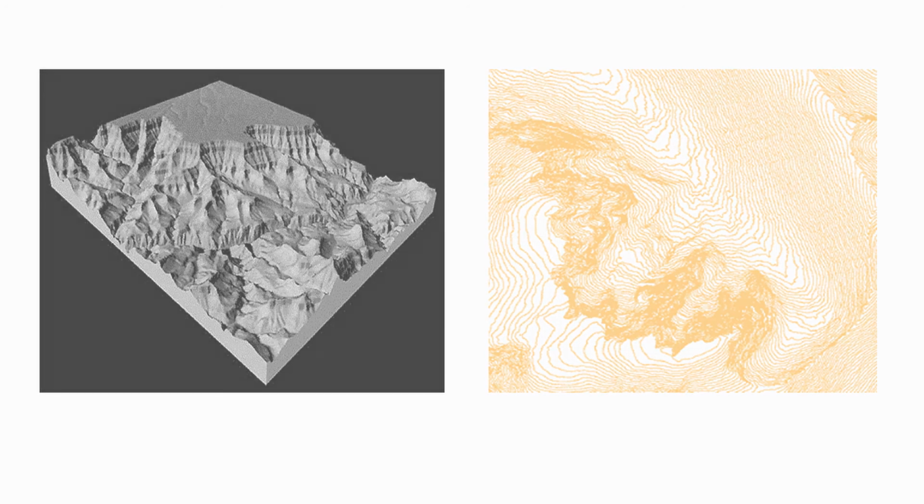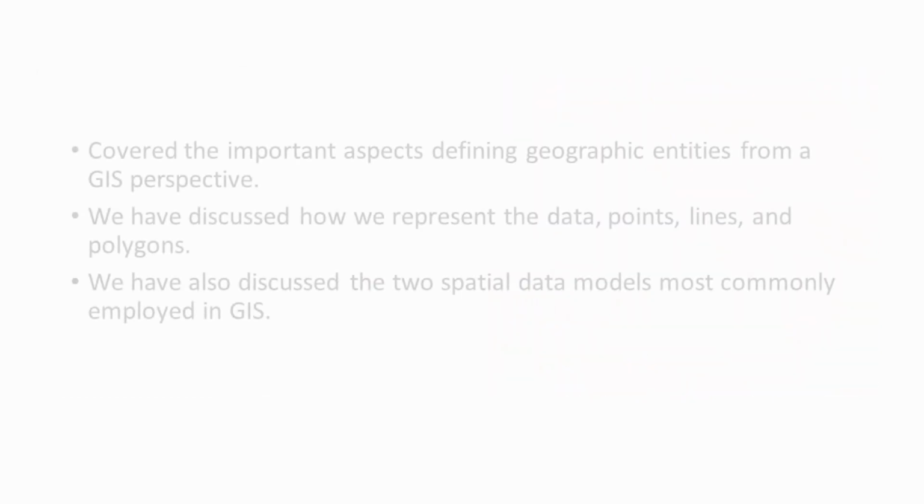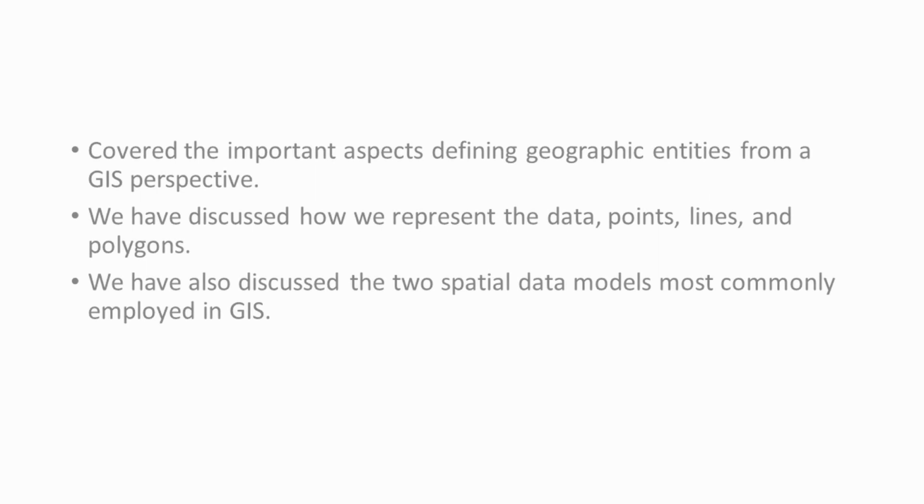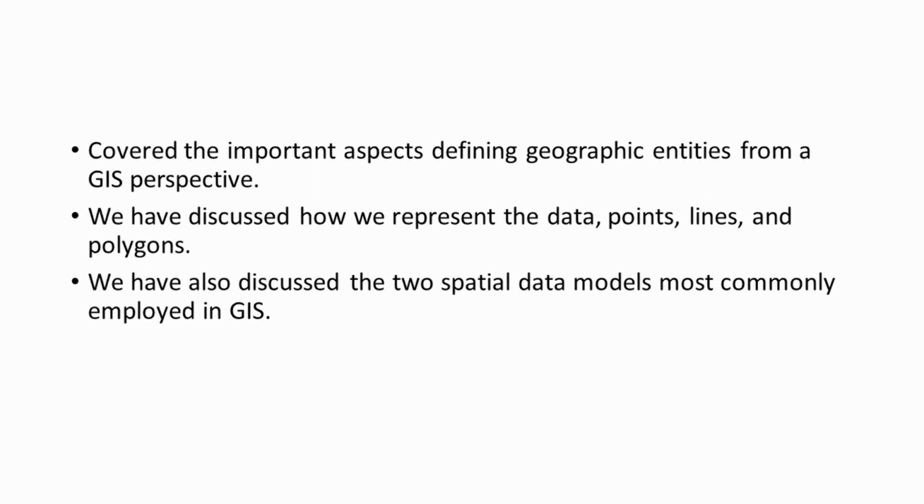Also, shapes can be limited by the base unit of the raster. If it is a square, then it is limited to straight angles. It really comes down to what you want to do with the data and which model is best to support you in that endeavor. To recap what we have learned, we covered the important aspects defining geographic entities from a GIS perspective. We have discussed how we represent the data, points, lines, and polygons. We have also discussed the two spatial data models most commonly employed in GIS.